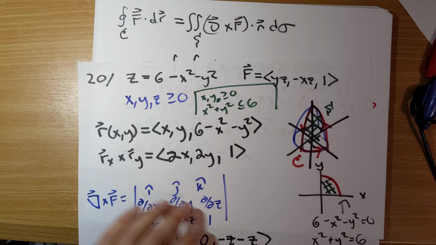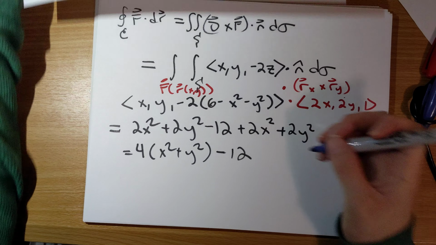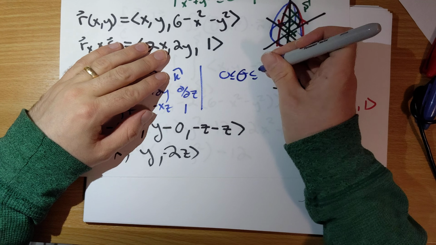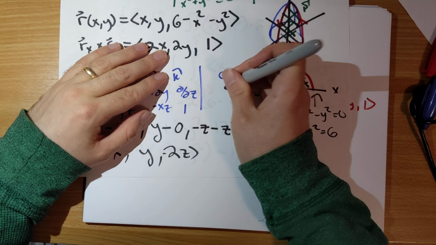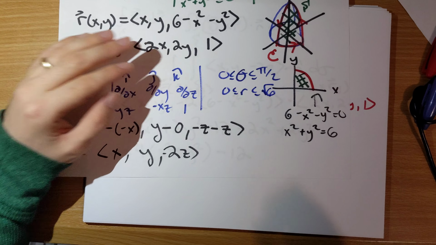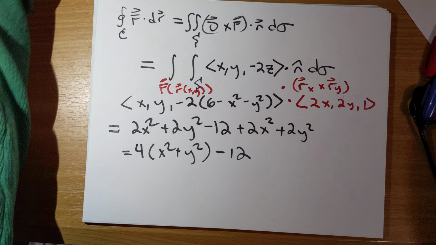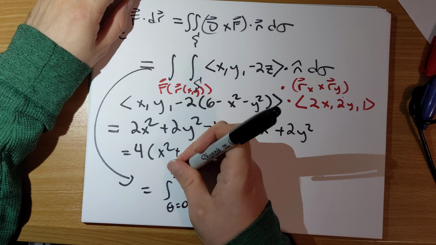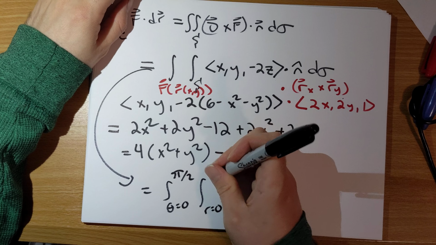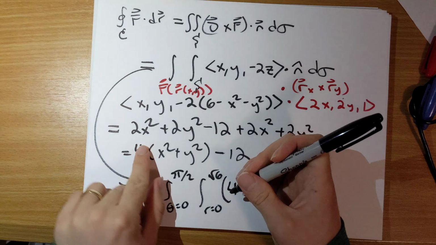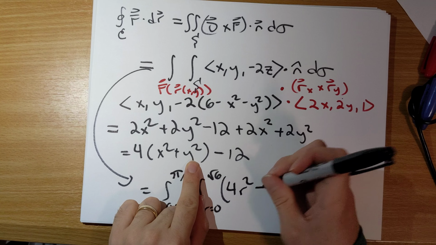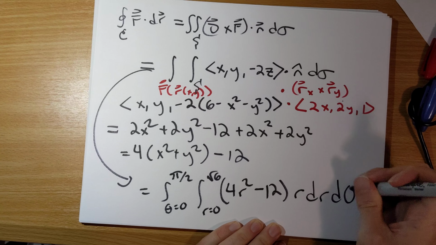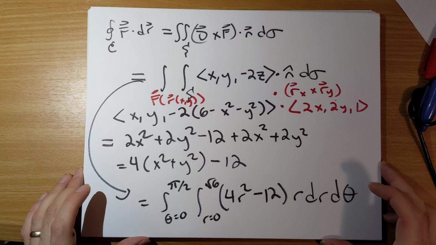So let's finally convert to polar coordinates. This region right here in polar coordinates: theta is running from 0 to pi over 2, and r is running from 0 to the square root of 6. And so our integral is theta from 0 to pi over 2, r from 0 to square root 6, of 4r squared, let's convert that to polar, 4r squared minus 12 times the r, we convert to polar, so we need to throw in the r dr d theta. And that is our final answer to part D.